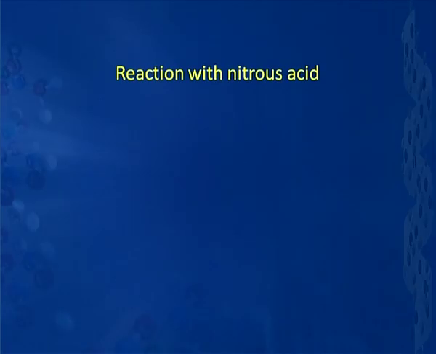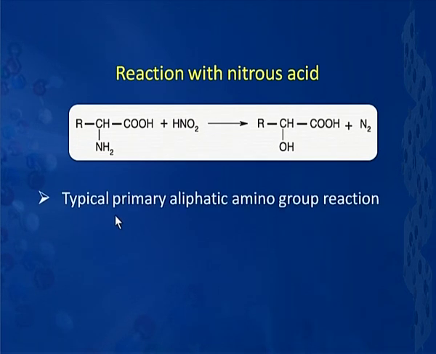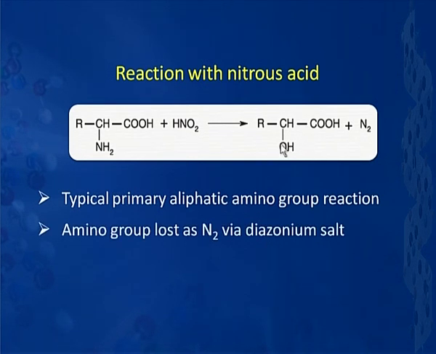In this category, the first reaction we will take up is the reaction with nitrous acid. The reaction is very simple here. We take an alpha amino acid, treat it with nitrous acid, and I get an alpha hydroxy compound here, and nitrogen comes off. Now, this is a typical reaction of a primary aliphatic amino group, and the importance of this is that in this reaction the nitrogen comes out through formation of a diazonium salt here.